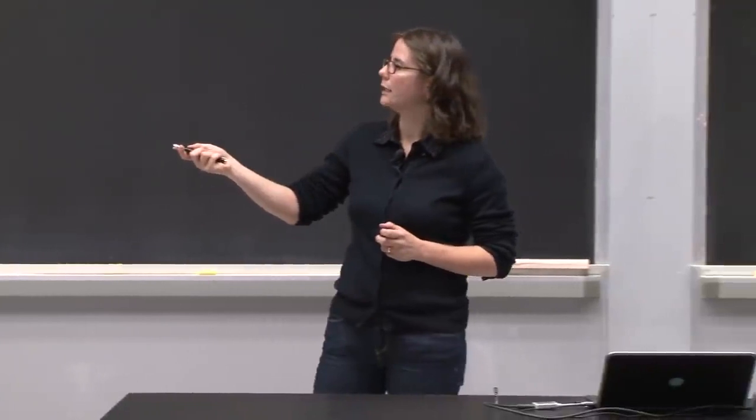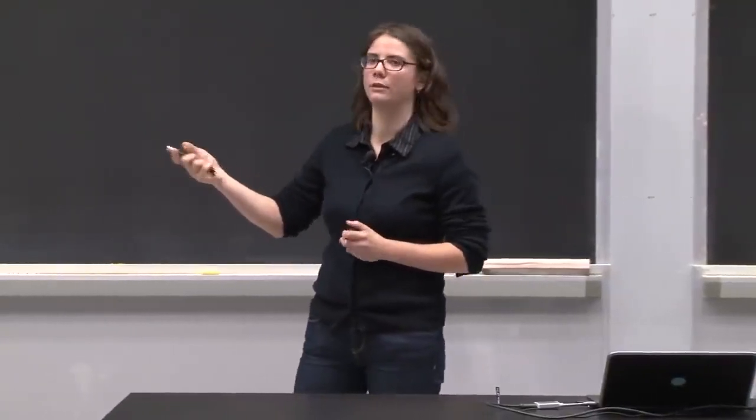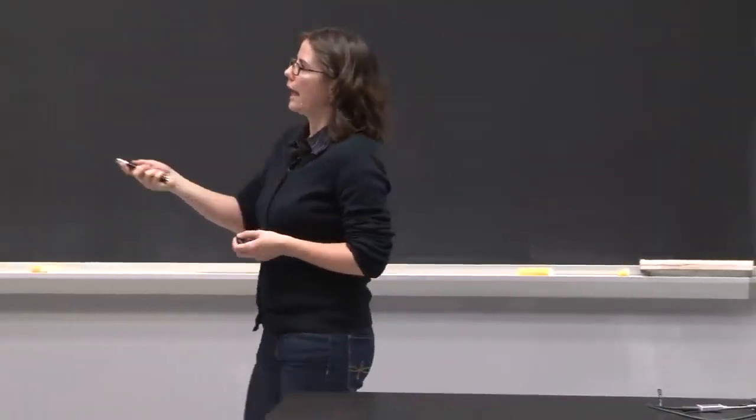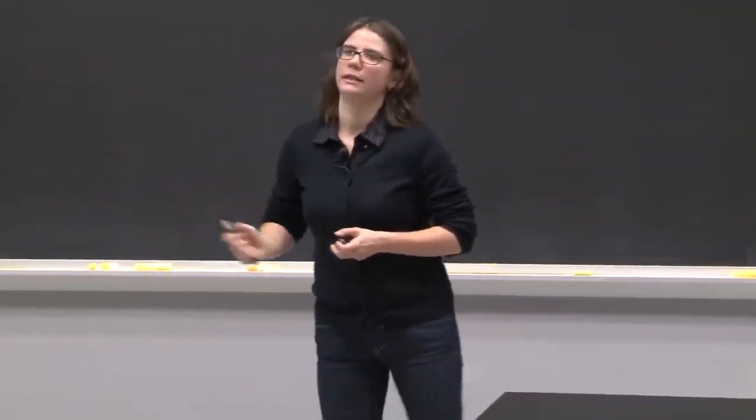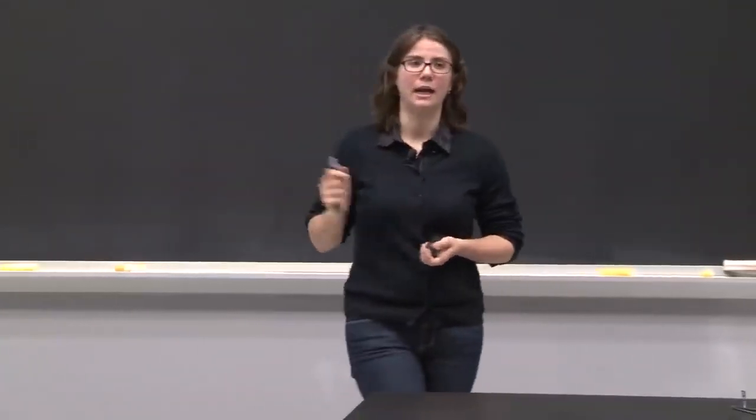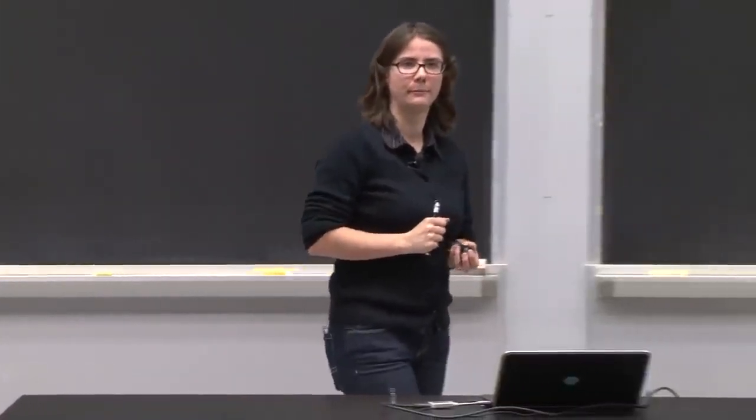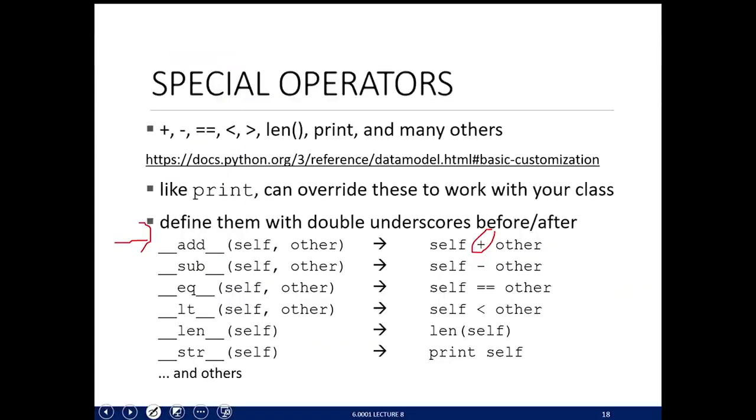Same with subtract, same with equal, if you want to figure out whether two objects are equal. And when you implement these methods in your own class, you can decide exactly what you want to do. So what happens when you add two coordinate objects? Do you just add the x values? Do you just add the y values? Do you add them both together? Do whatever you'd like to do, and then you document what you've decided.